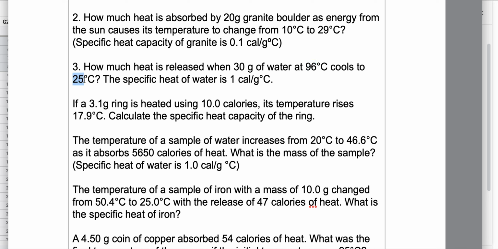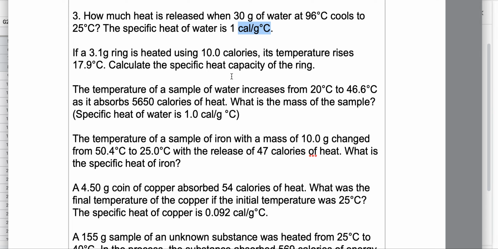That's your delta T. So we're going to take mass times the change in temperature times the specific heat. Okay, in this case, the specific heat of water is 1 because they're using different units. They're using calories instead of joules. 30 times the change in temperature times 1. Okay? Do that calculation and then come back for the next one.